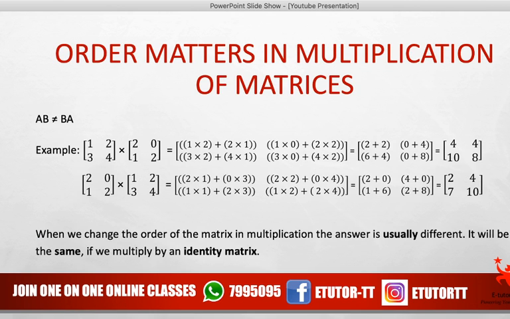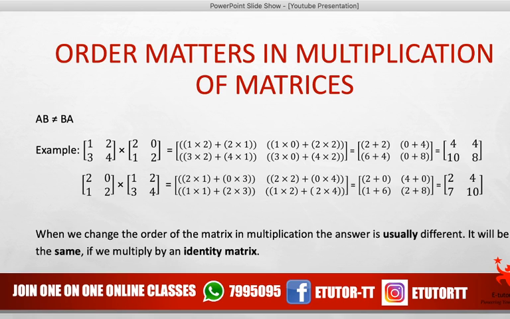Order matters in multiplication of matrices. AB is not equal to BA. Example, the matrix 1, 2, 3, 4 times the matrix 2, 0, 1, 2. So we do the same thing as before, row by column. We get 1 times 2 plus 2 times 1, then 1 times 0 plus 2 times 2, and 3 times 2 plus 4 times 1, then 3 times 0 plus 4 times 2. When you work that out, we get 4, 4, 10, 8.